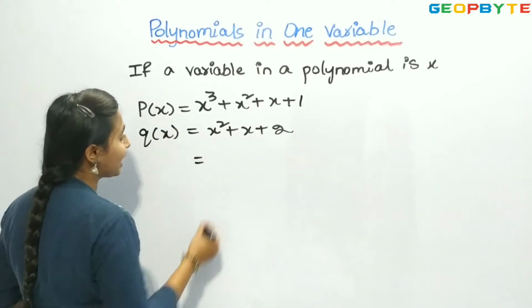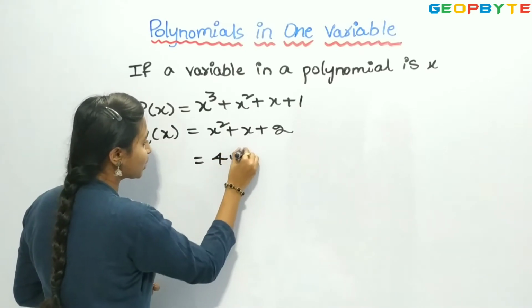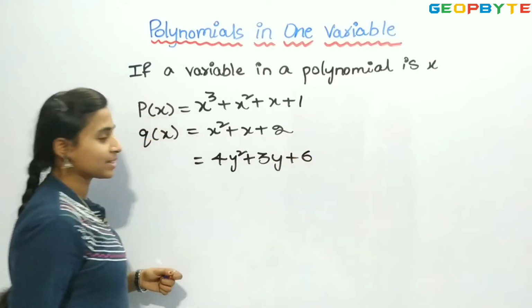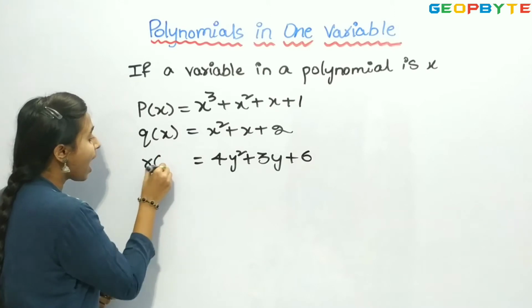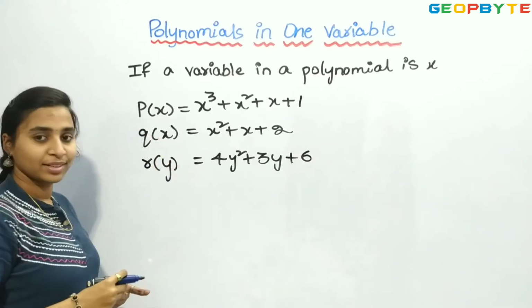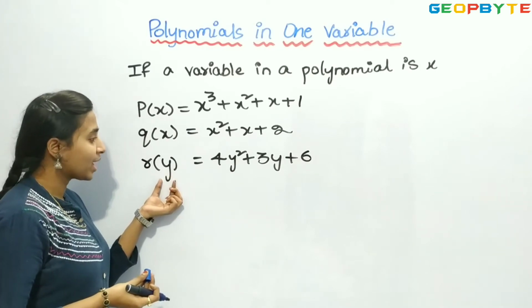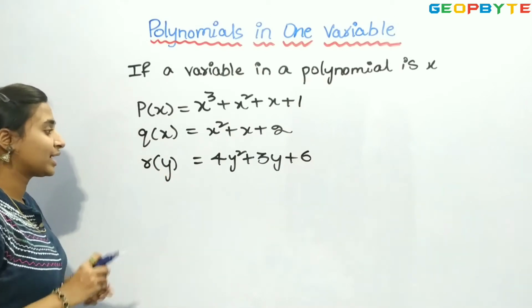Now, let me take a polynomial with variable y: 4y square plus 3y plus 6. This can be denoted as r of y. So, my polynomial of variable y. Here the variable is y, so we will denote it like this.